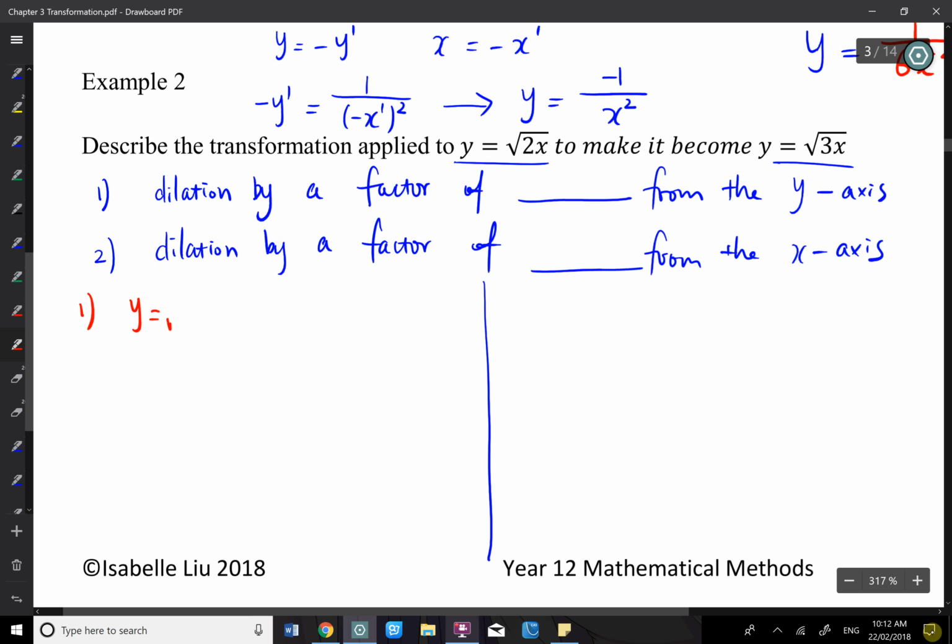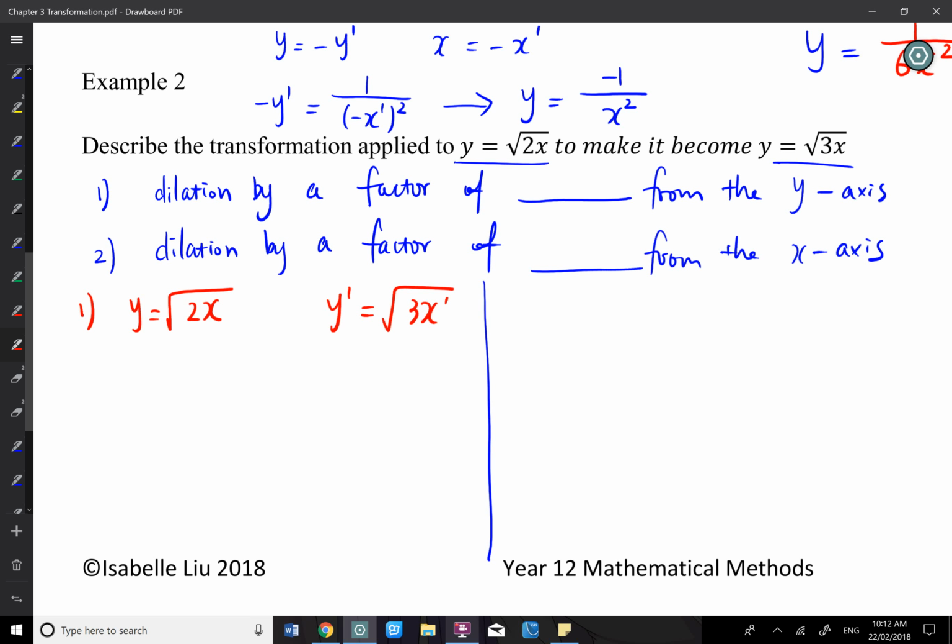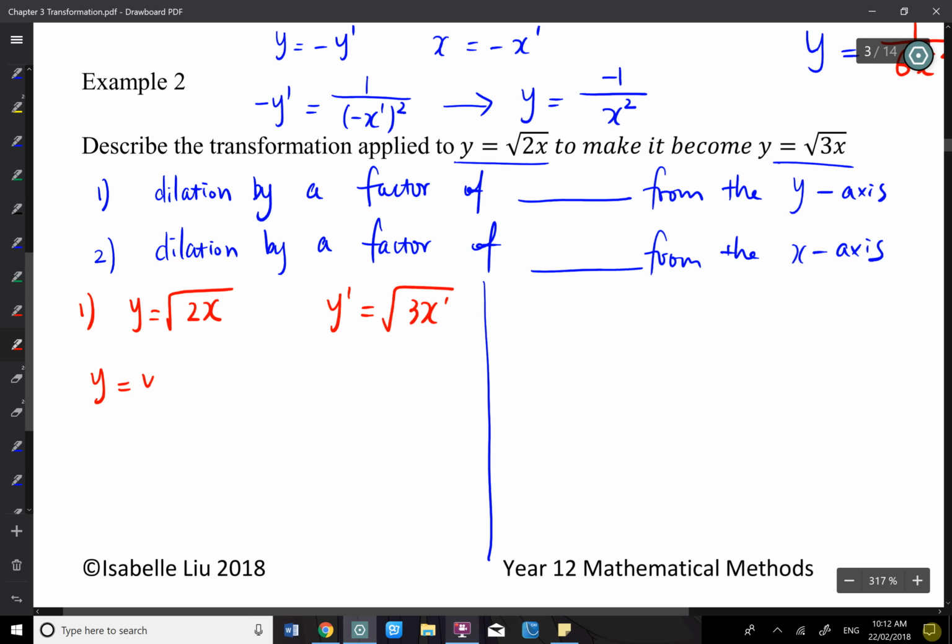So you should know y equals root 2x is the original, y dash equals root 3x dash is the new function. They are in a pretty perfect form already. Only square root. We only have square root. I don't need to move anything. Therefore, I just need to equalize both sides.